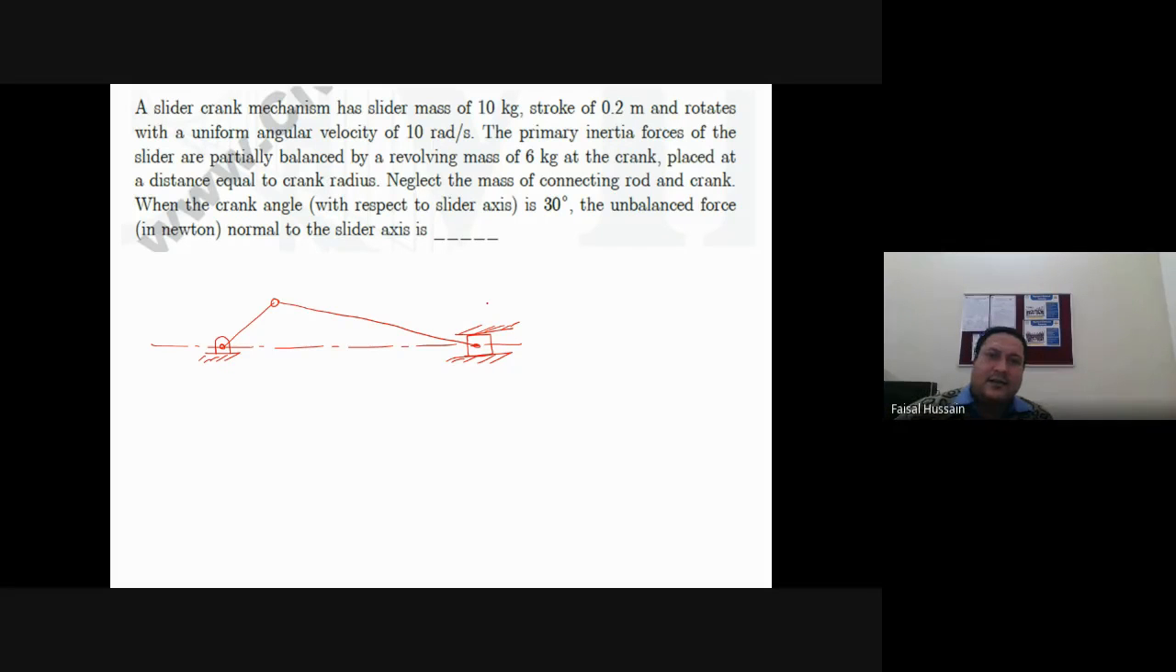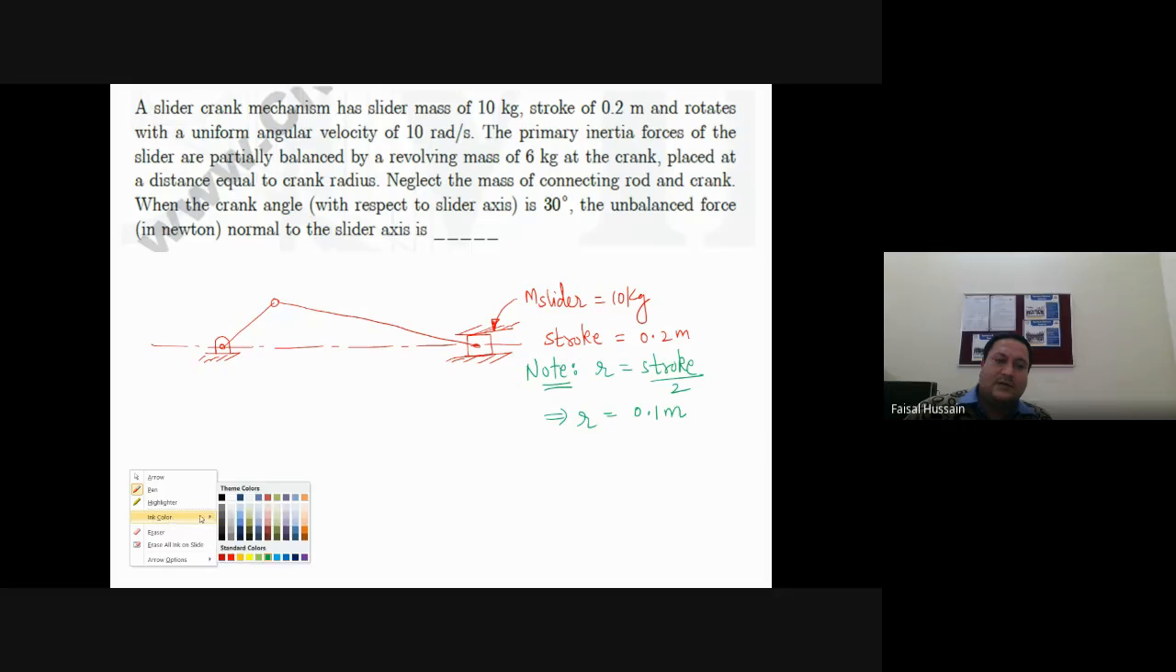Now the question says that slider mass of 10 kg. So this is your slider. So mass of slider equal to 10 kg. Stroke is 0.2 meter. If stroke is 0.2 meter, I am giving you one relation that radius of crank is always half of the stroke. Okay. So radius of crank will be 0.1 meter. If you don't know this relation, you will not be able to solve.